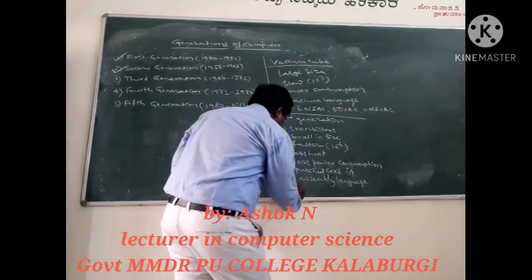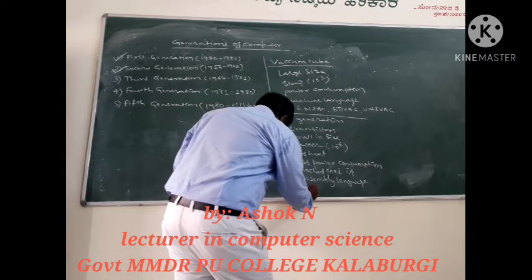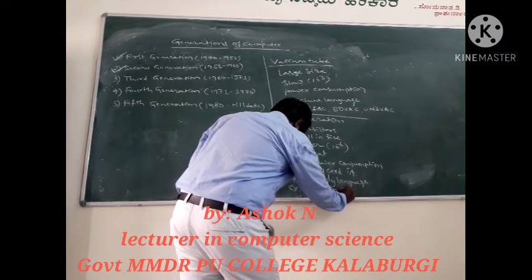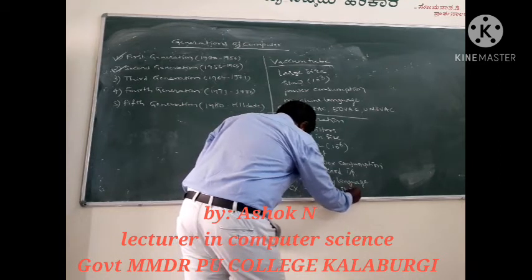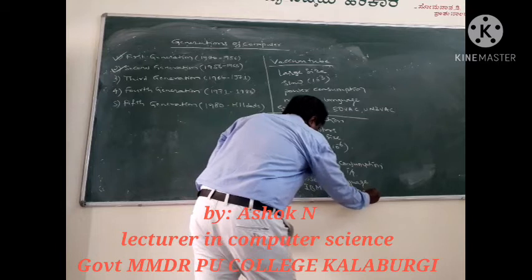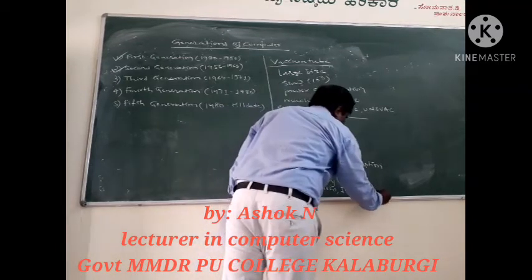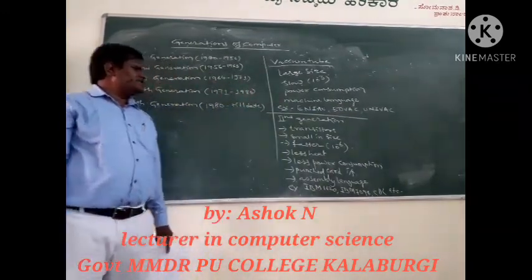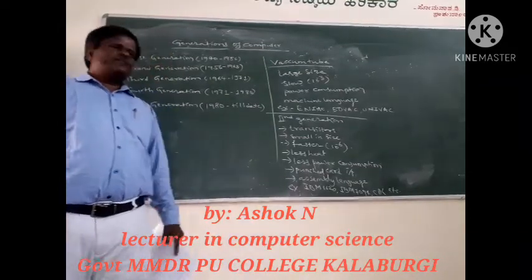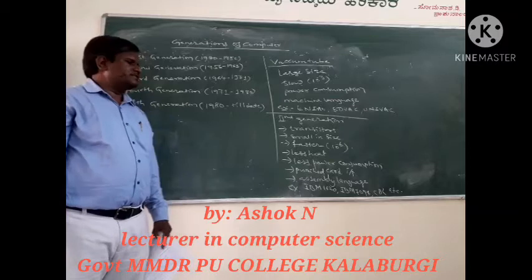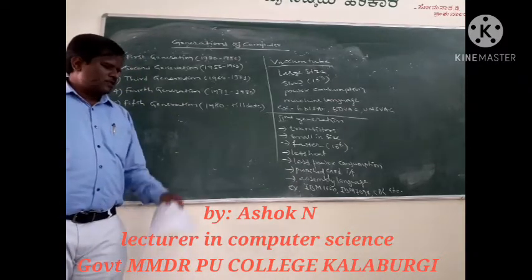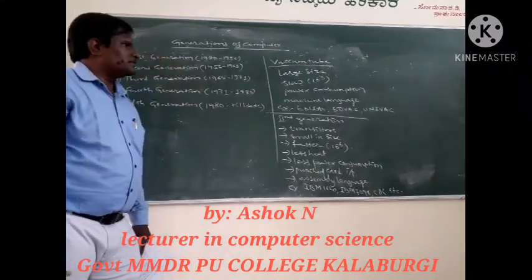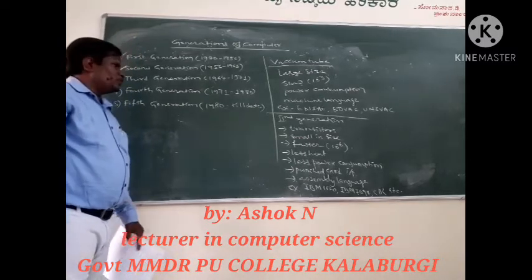Then the examples for this particular second generation computer are IBM 1620, IBM 7094, CDC, etc. So IBM is nothing but International Business Machines. The model names for those computers are 1620, the IBM 7094, or CDC, that is the Control Data Corporation, and so many other examples are also available for second generation computer.